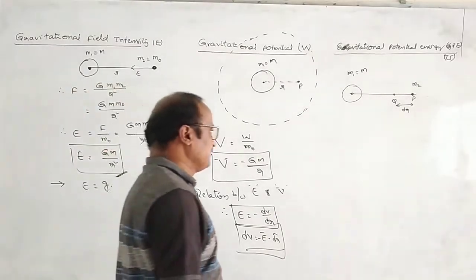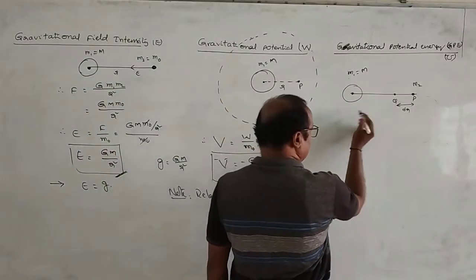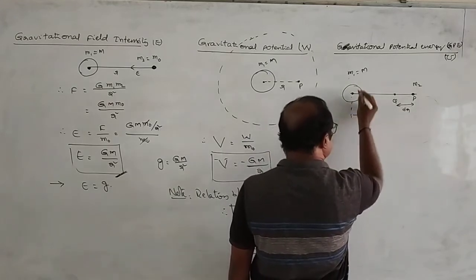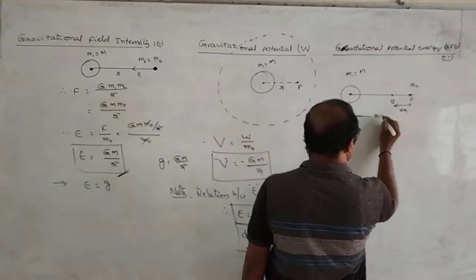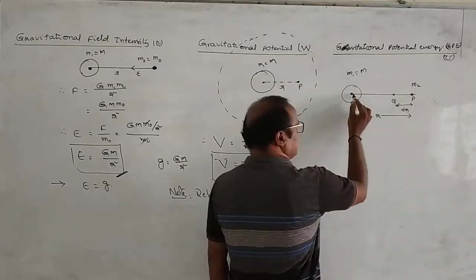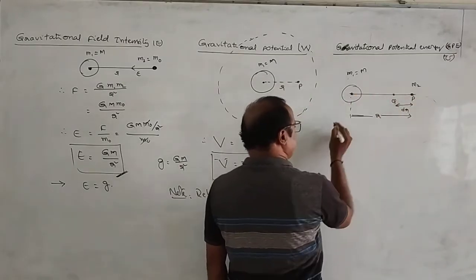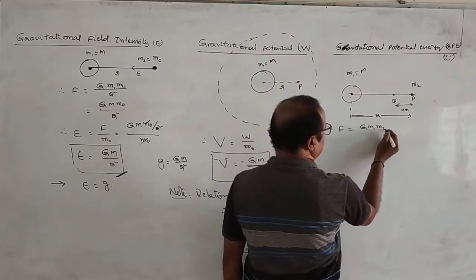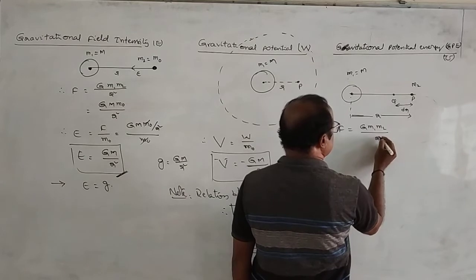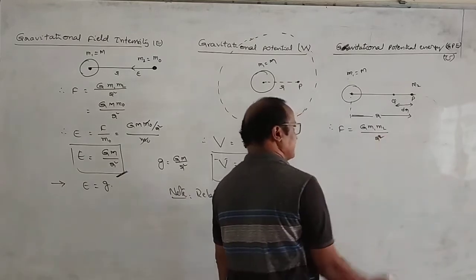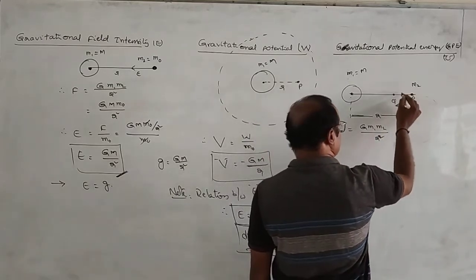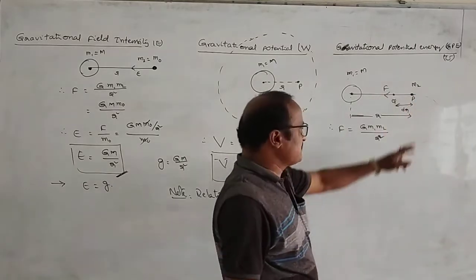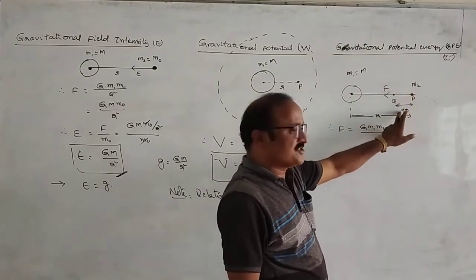Observe that the distance of the point P from the center of the first body is, suppose, R. The force exerted on M2 by M1 is given by Newton's law: F equal to G M1 M2 by R square. This gravitational force acts in this direction. Now the body is moved from P to Q by a small distance dr.